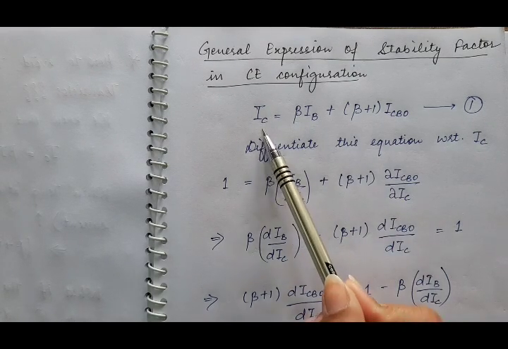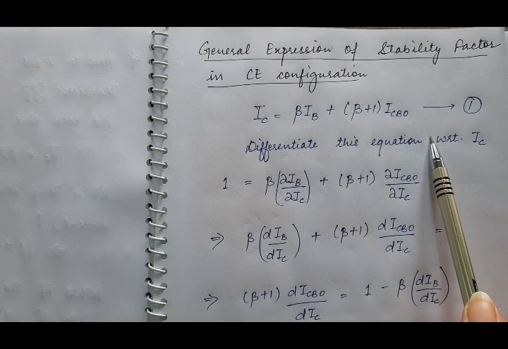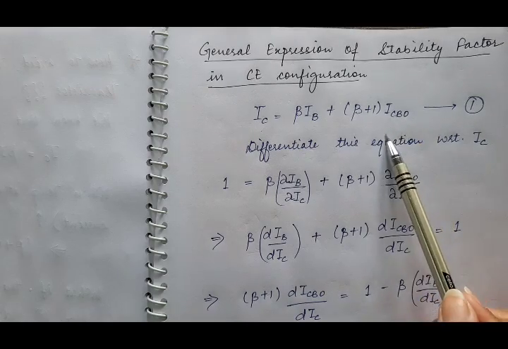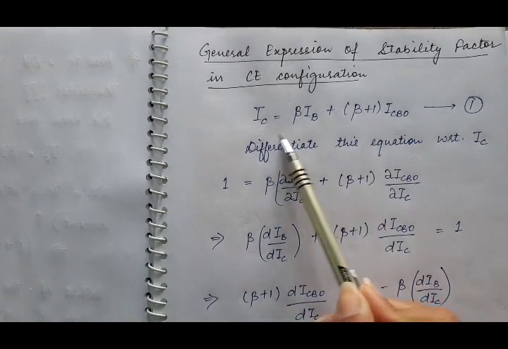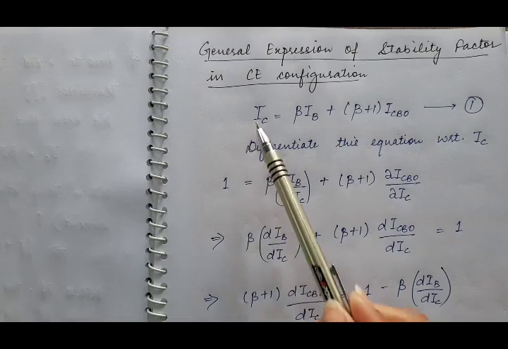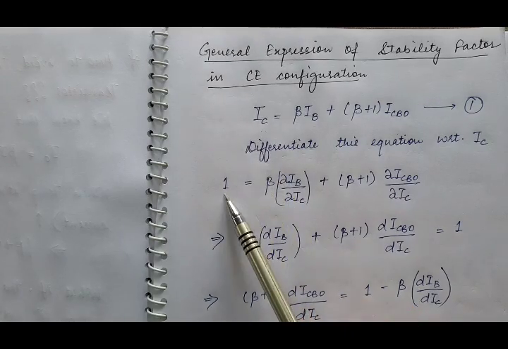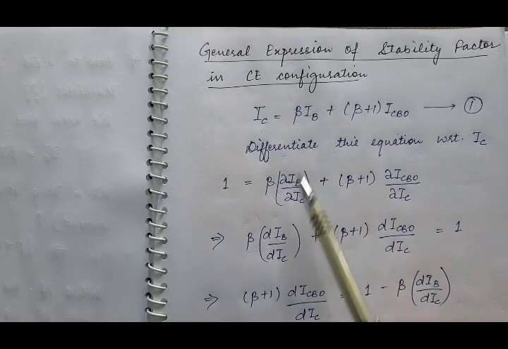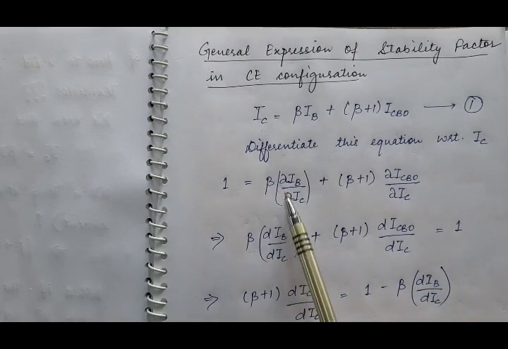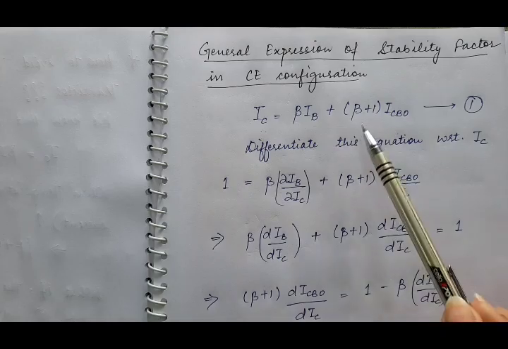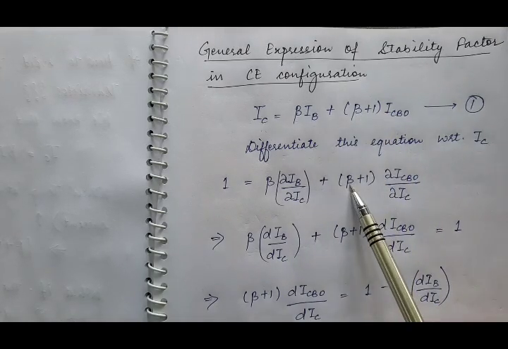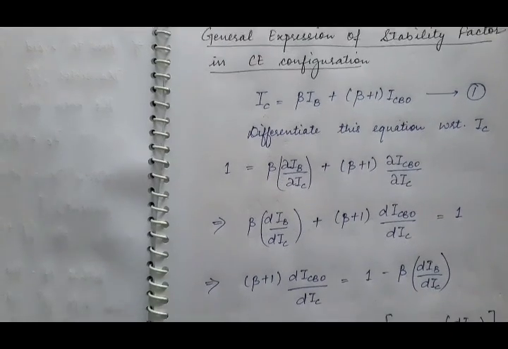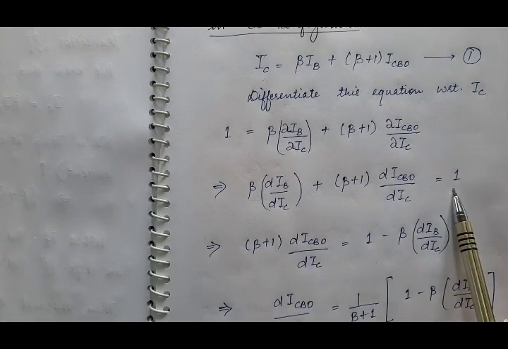Now differentiate this equation with respect to IC, because then we will have here ICBO divided by IC. So differentiate this equation 1 with respect to IC. Here we will have dIC by dIC, it will be 1. Beta is constant. Here we will have dIB by dIC. This is actually d, it is not curly, it is d. Differential d, and here beta plus 1 is constant. Here we will have dICBO by dIC. So we have this equation.